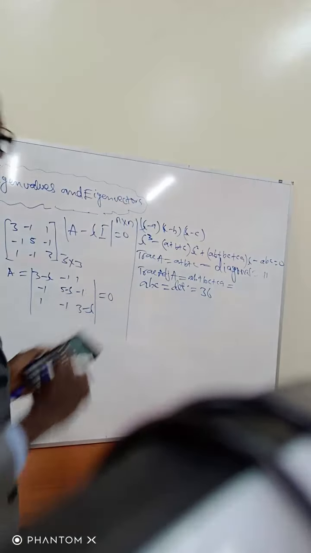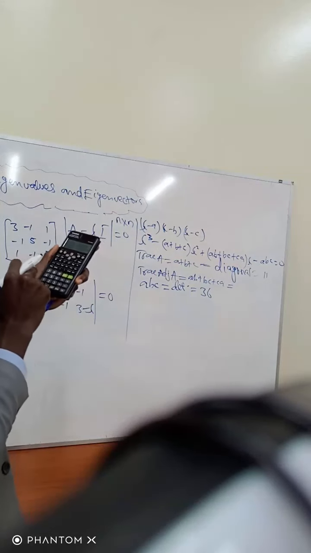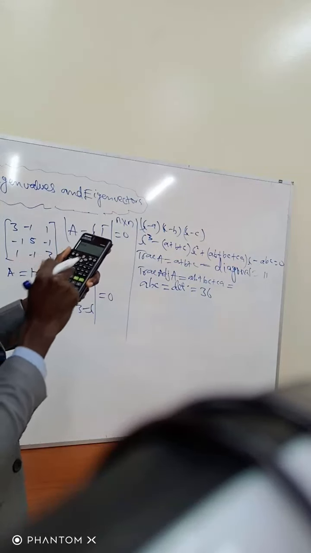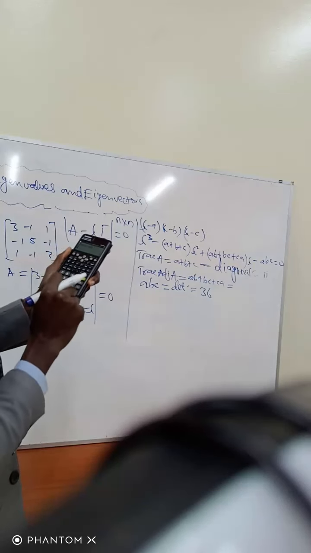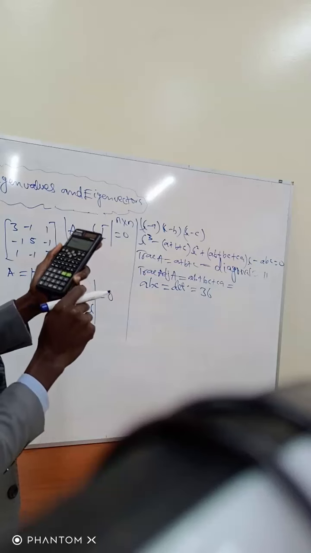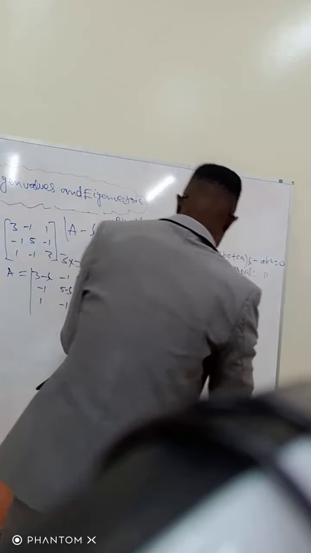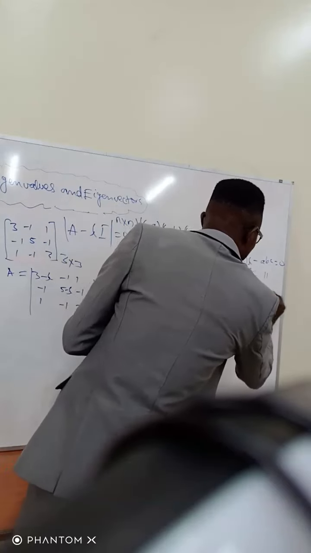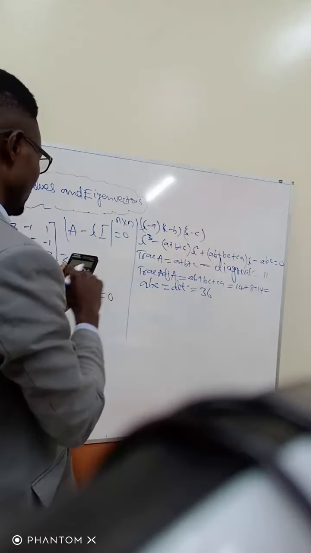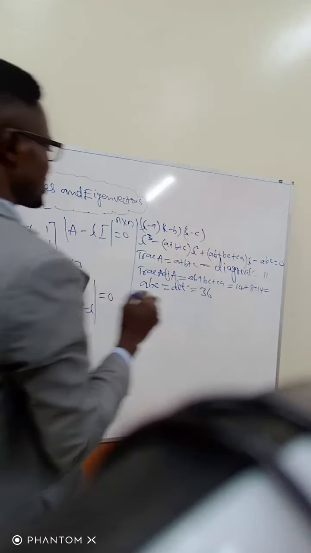So now we can find the adjoint. The adjoint is simply, go back to matrix. We are using matrix A. Take the inverse of this matrix, multiply by the determinant, which is 36, and you get the adjoint. So the adjoint diagonal is 14 plus 8 plus 14, that will give us 36.